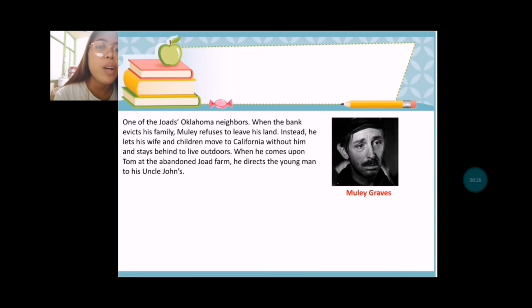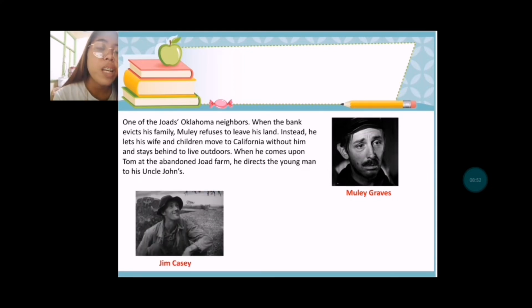Then, Muley Graves, one of the Joads' Oklahoma neighbors. When the bank evicts his family, Muley refuses to leave his land. Instead, he lets his wife and children move to California without him and stays behind to live outdoors when he comes upon Tom and the abandoned Joad farm. He directs the young man to his Uncle John's.